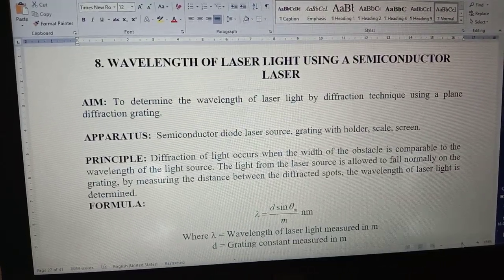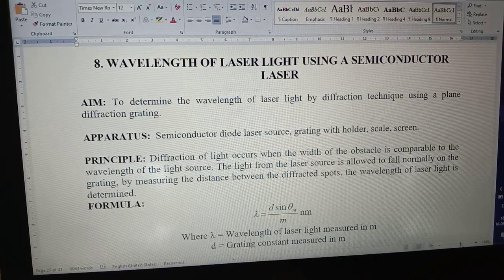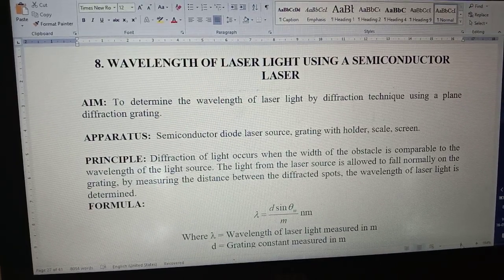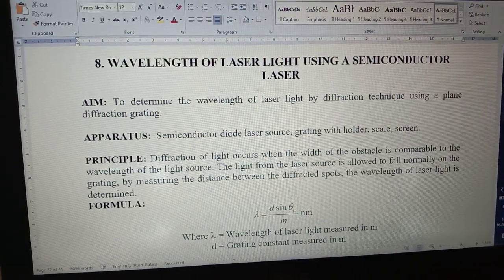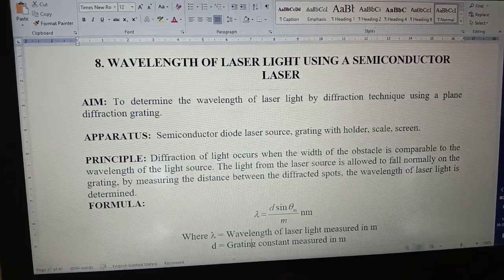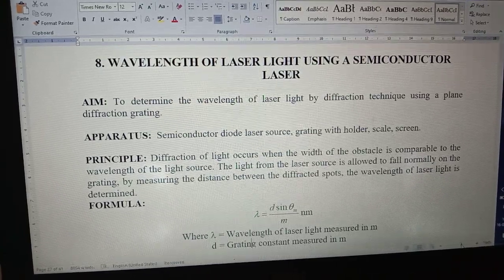Apparatus required for this experiment are a semiconductor diode laser source, a grating, particularly one designed for a laser, a grating holder, scale, screen, and a graph sheet. Next, the accessories to plot the graph.